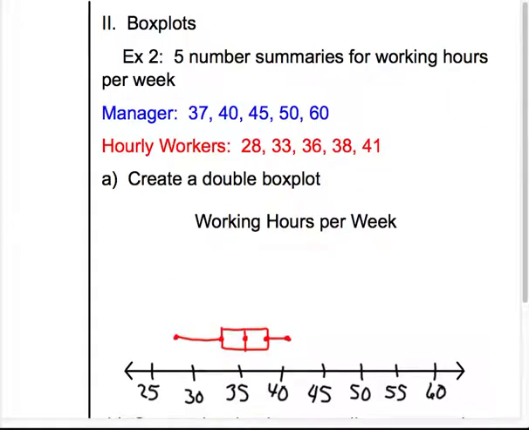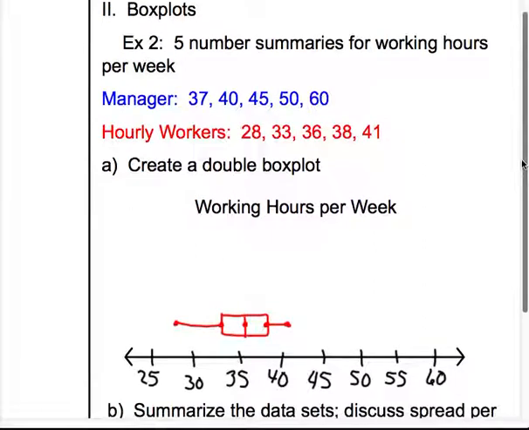So our last example is creating box plots, and to save us some time, I have the 5 number summaries already for how many hours managers put in a week and how many hours the hourly workers or the regular staff put in each week. And I've created a title for our box plot. I have the number line. Now notice that the number line goes in order. They're spaced at fairly regular intervals, and I am going to label my first box plot.